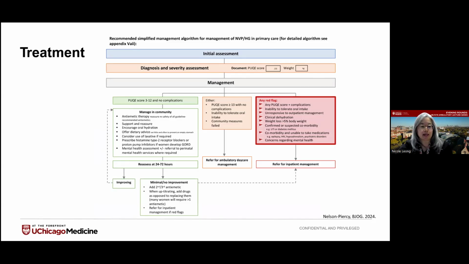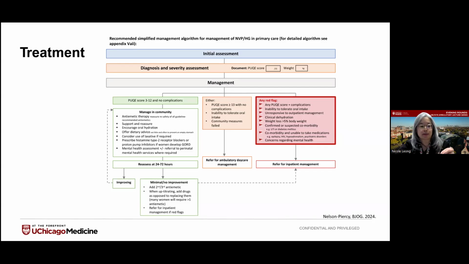So someone who has more mild to moderate nausea and vomiting in pregnancy, and we're not concerned about other comorbidities or complications that could potentially happen with not being able to take medications, et cetera, that I mentioned before. We can start with our antiemetic therapy and reassure our patients that, yes, these things are safe to take. I'll go through what's first line, second line, third line treatments in just a second.